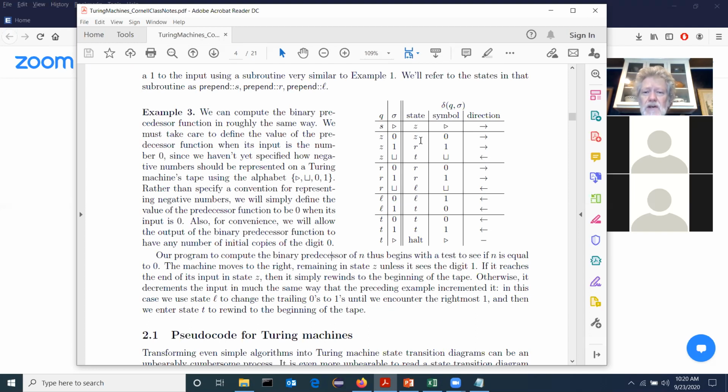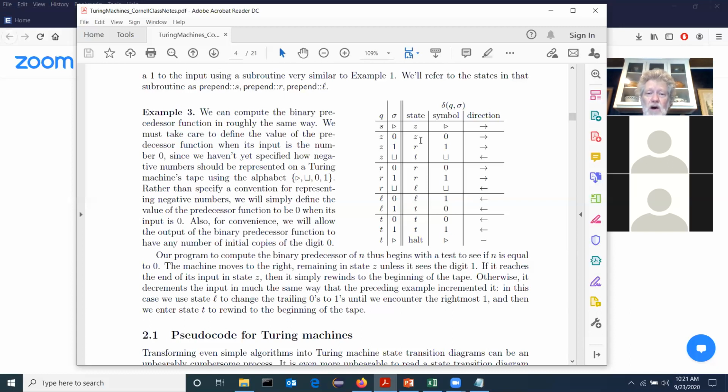Where are they flipping these things? S goes to Z, and then Z goes to 1, this goes 0. Oh, I see. With Z, when they go to 1, that's when they go to state R, which is to say, I've seen at least one 1. Otherwise, if they stay in state Z and they see zeros, they stay in state Z. And that's why if they get to Z and the end marker, that's where they say, okay, I have not seen a 1. This must be a string of all zeros. Therefore, I'm just going to ignore the computation and go back to the left-hand marker and halt.